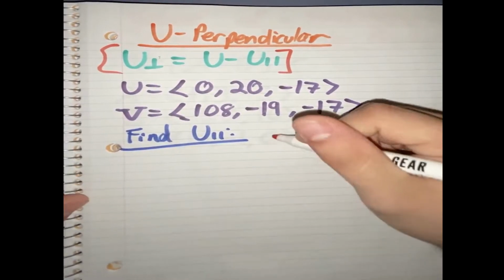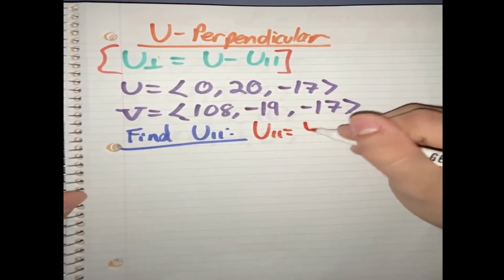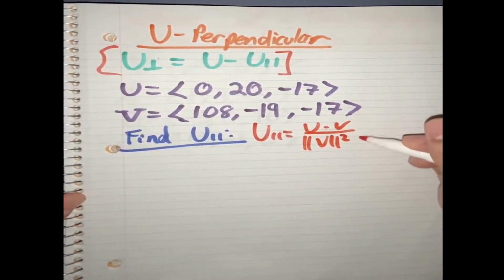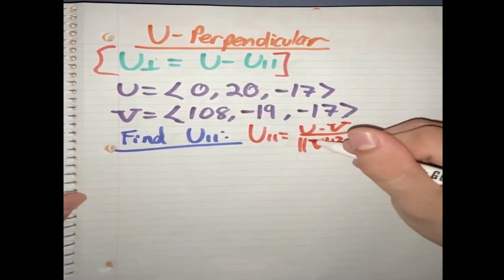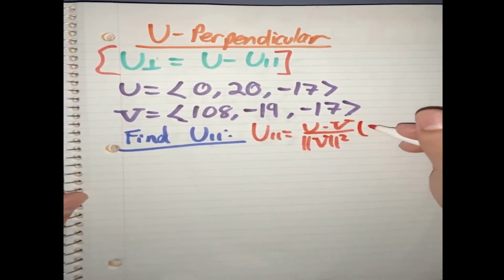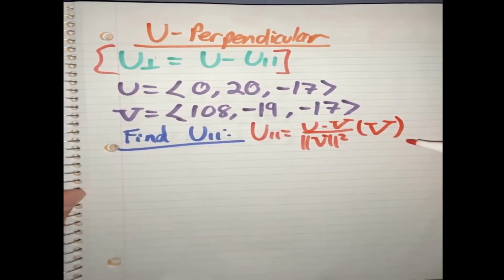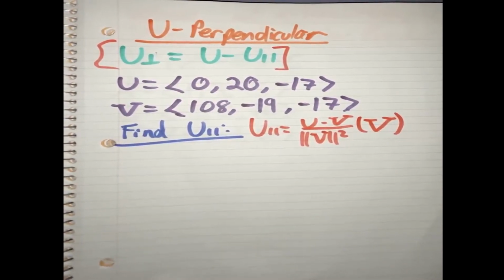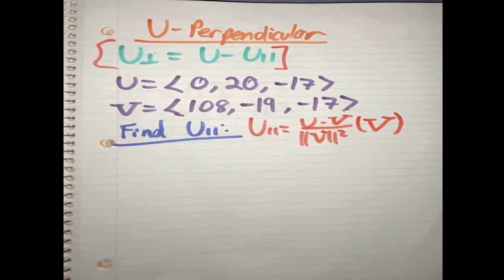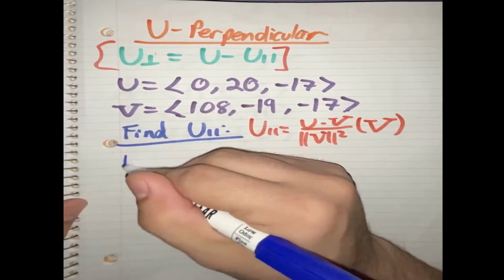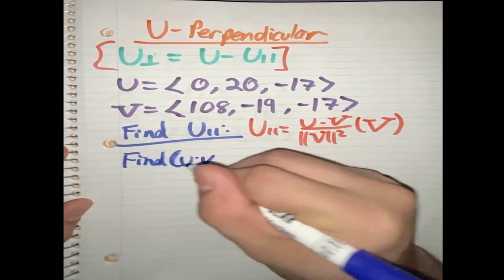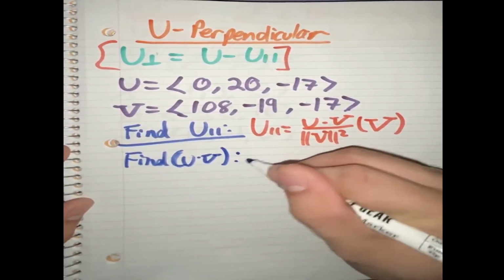But anyways, the formula for u parallel is equal to u dot v divided by the magnitude of v squared, times the vector v. And you're supposed to get a vector whenever you compute the u parallel, not a scalar. So without further ado, the first thing we need to do is find the dot product of u dot v.